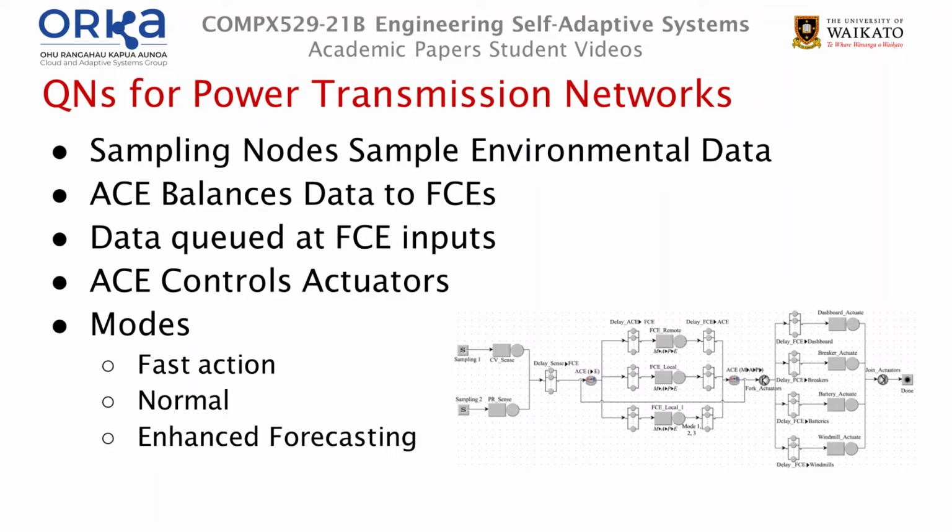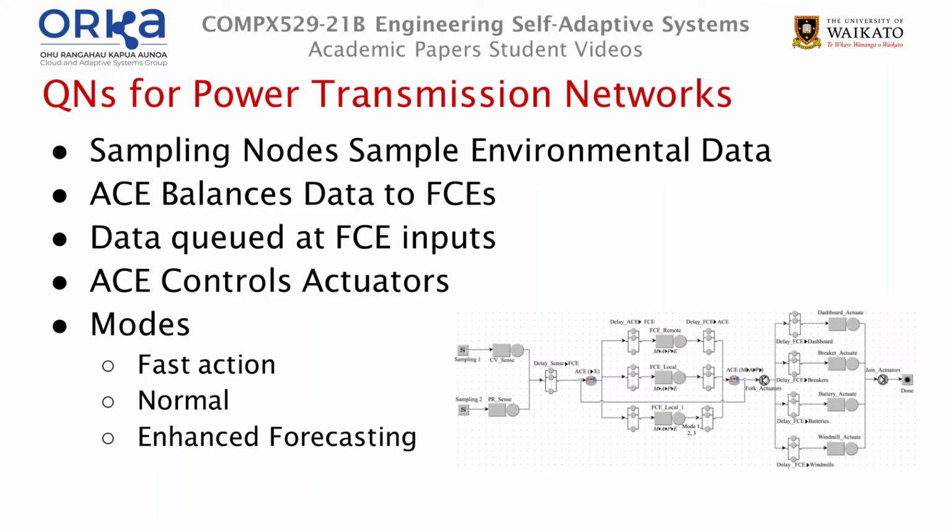This queuing network consists of sampling nodes which continuously sample the environmental data. The autonomic control element then balances this data to the functional control elements. This data is queued at the input and is processed at the same time. An autonomic control element is then used to control the actuators in the system. These FCEs may take three modes: fast action, normal, or enhanced forecasting.